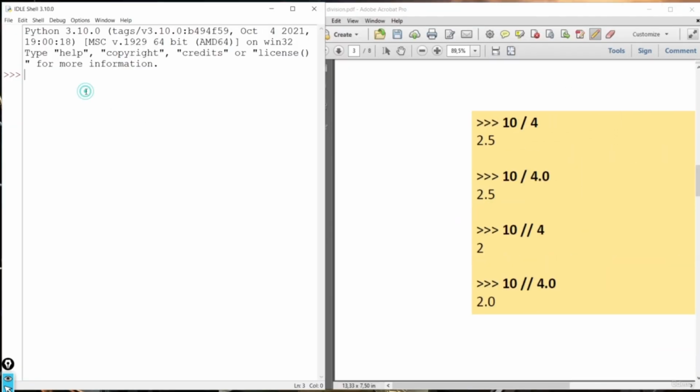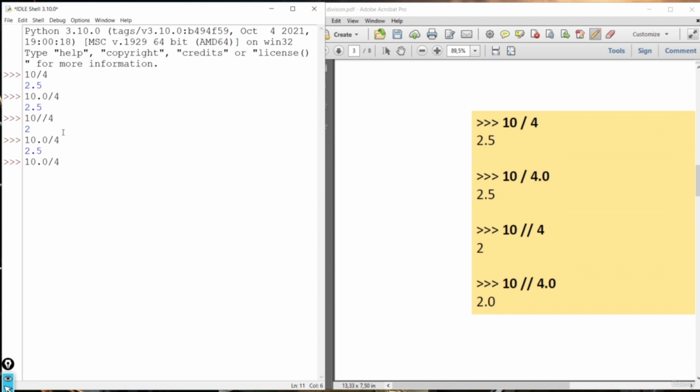Okay, I type 10 divided by 4, the result is 2.5. If one of the numbers is a floating point number, the result is the same. Now I use floor division, 10 divided by 4, and the result is 2. It is floored to the nearest integer.